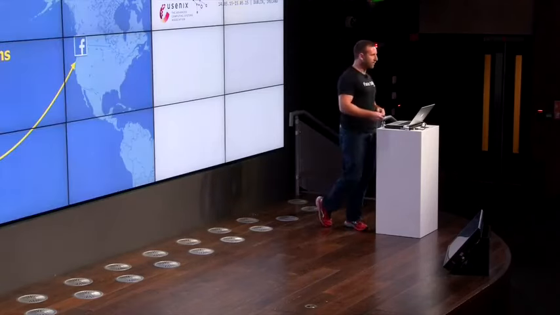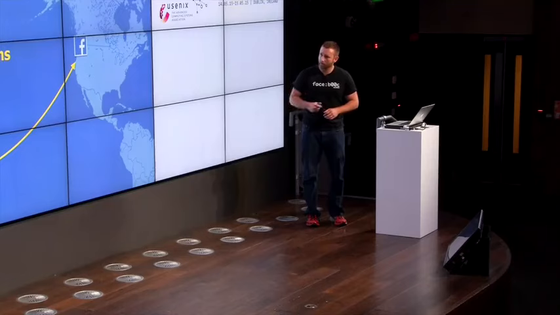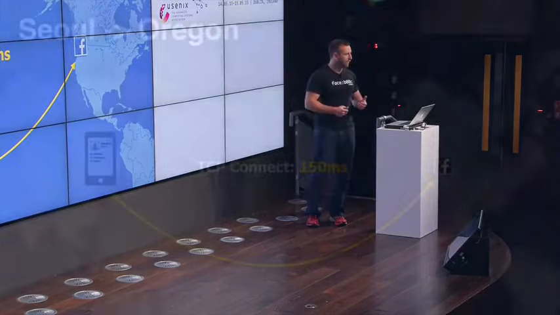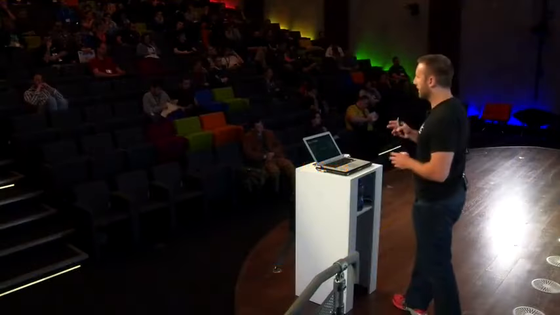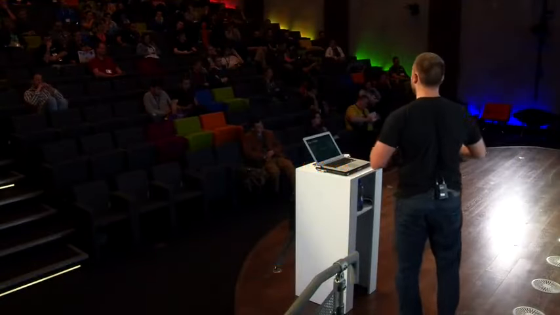So let's look at an example here. Let's have a person using Facebook in Seoul, and assuming we only had data centers, they want to hit our Oregon data center. The distance between Seoul and Oregon is approximately 75 milliseconds. So just to establish TCP, you send SYN, SYN-ACK, ACK, and it takes 150 milliseconds just to establish TCP.